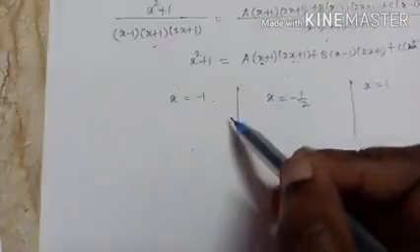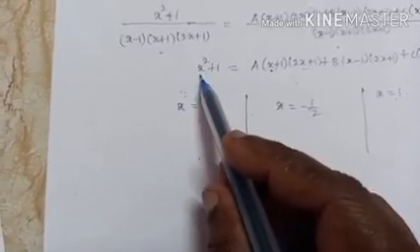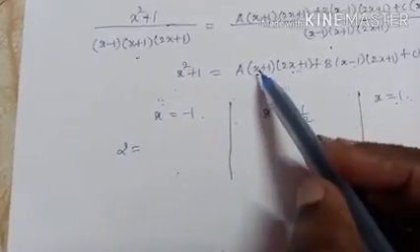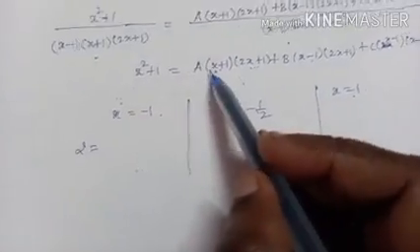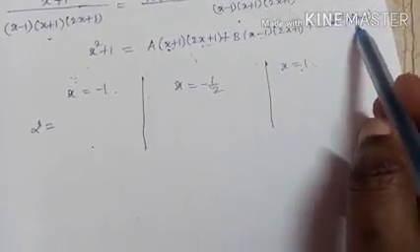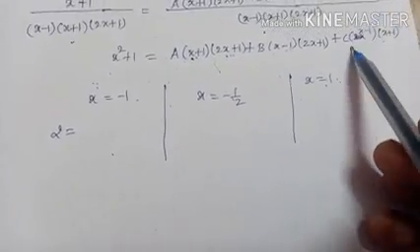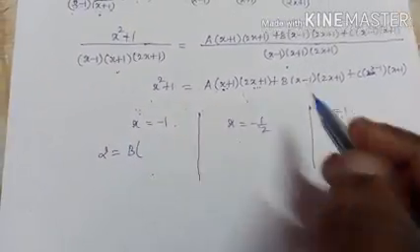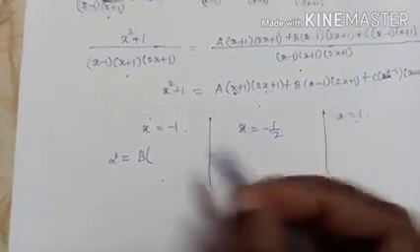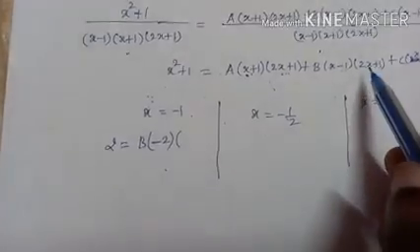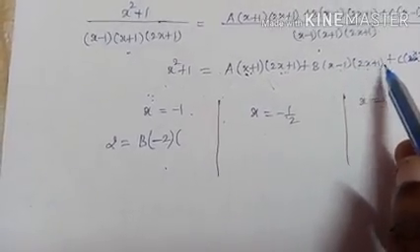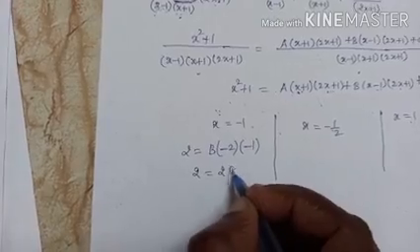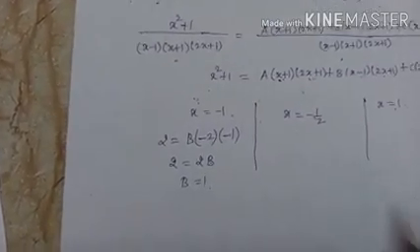Okay. So let us put x equal to minus 1. Minus 1 the whole square is 1, 1 plus 1 is 2. 2 is equal to, when x is minus 1, this term will become 0. When x is minus 1 plus 1, 0, this term will become 0. Here b into x is minus 1, minus 1, minus 1, minus 2. X is minus 1, minus 2 plus 1, minus 1. Hence, 2 is equal to 2b or b is equal to 1.